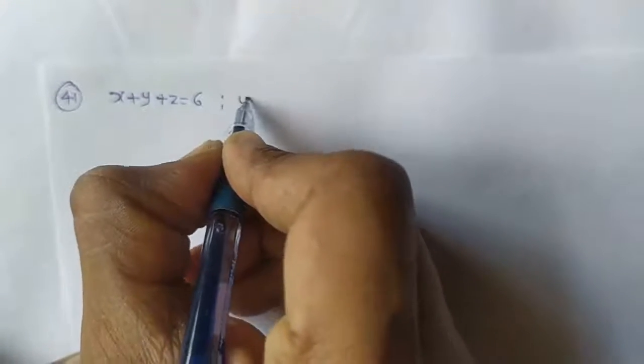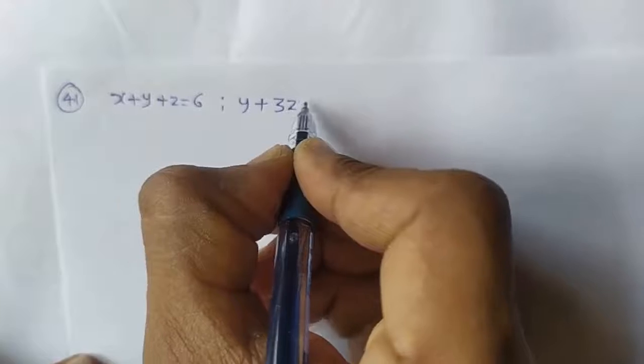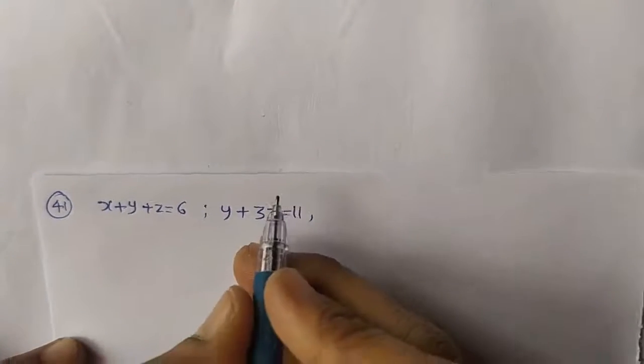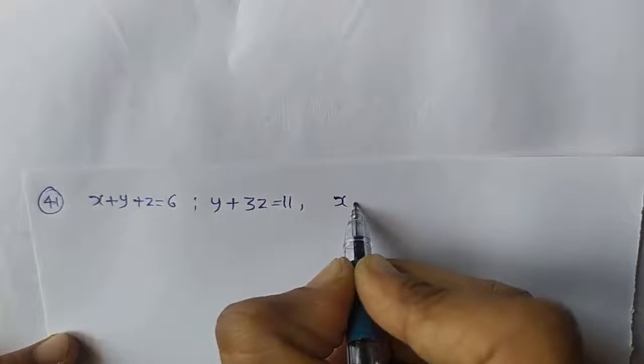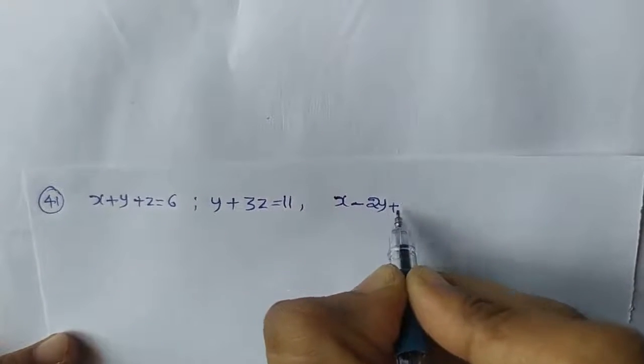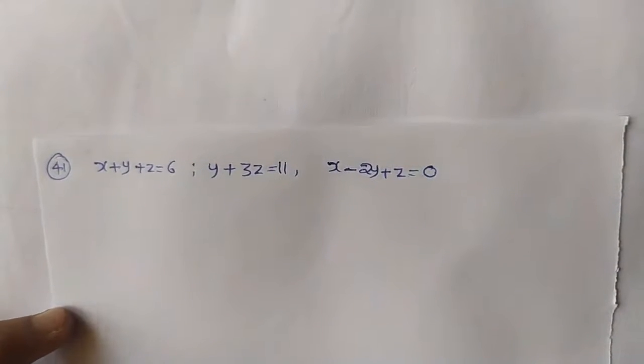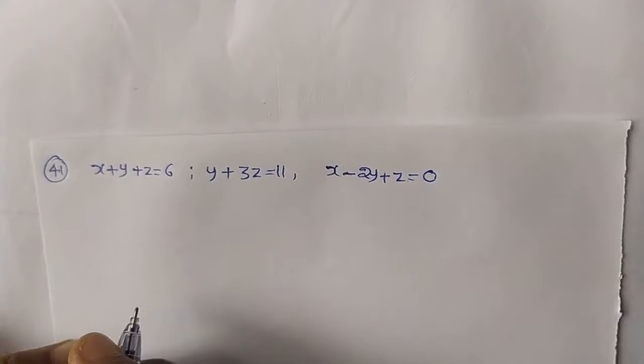x + y + z = 6, y + 3z = 11, x − 2y + z = 0. We have to solve these three equations by using the matrix method.